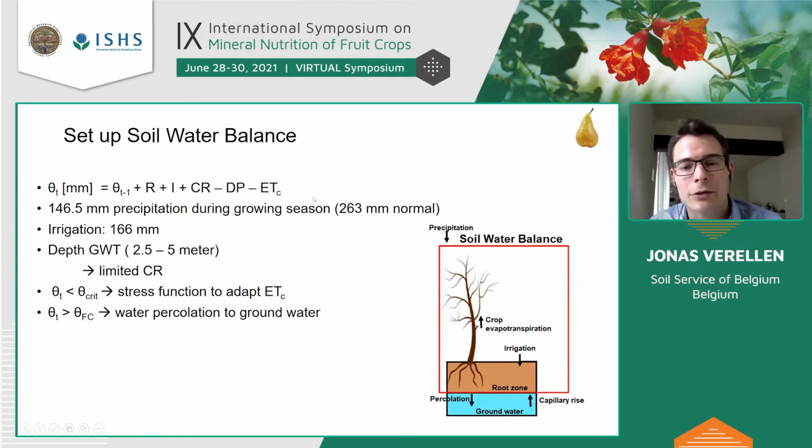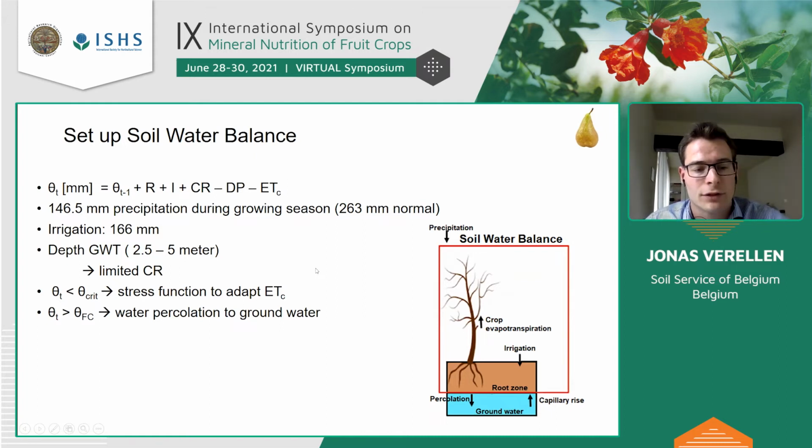It was a very dry growing season with only 146 millimeters of precipitation, which is only half of the normal value. But the pear orchard was irrigated. The groundwater table depth was located rather deep, so there was a limited opportunity for capillary rise from the groundwater table to the root zone.